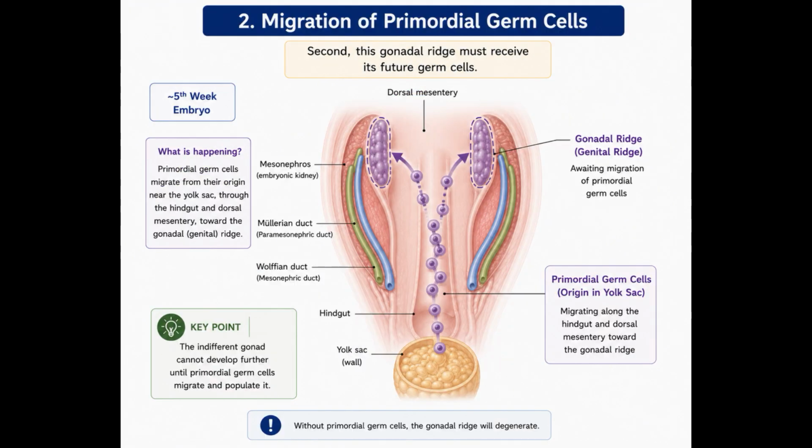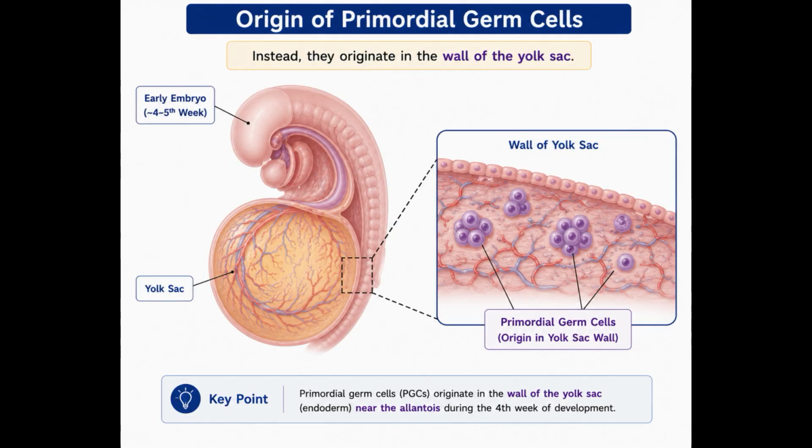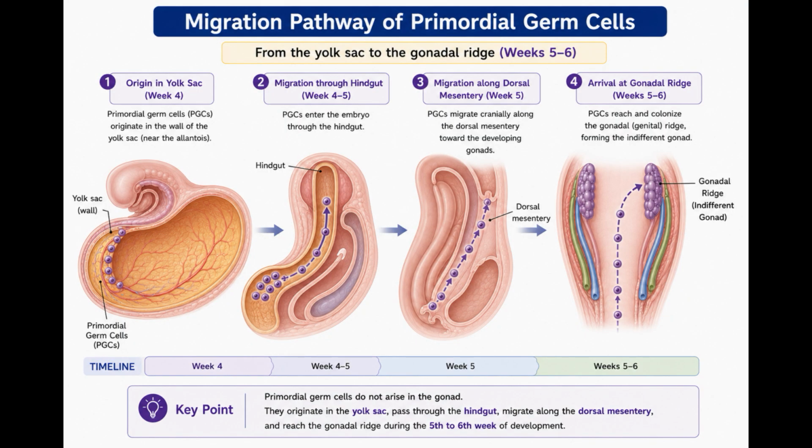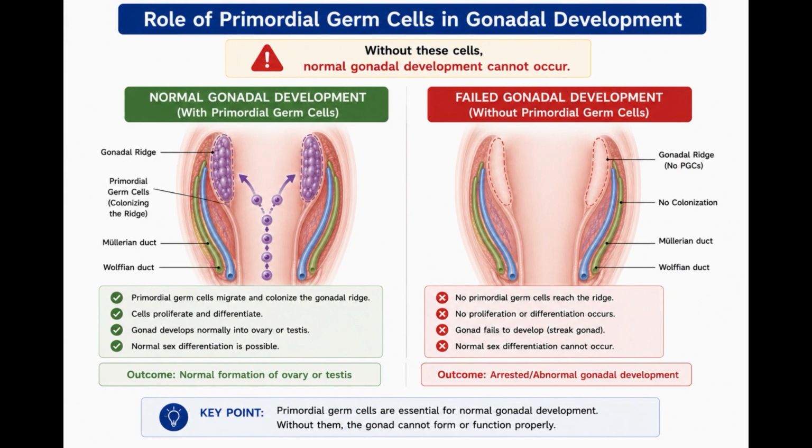Second, this gonadal ridge must receive its future germ cells. An important point to remember is that primordial germ cells are not formed inside the gonad. Instead, they originate in the wall of the yolk sac. From there, they migrate through the hindgut and dorsal mesentery before finally reaching the gonadal ridge during the 5th to 6th weeks. Think of the gonadal ridge as an empty house. The house is built first. Only afterwards do the future occupants, the primordial germ cells, move in. Without these cells, normal gonadal development cannot occur.